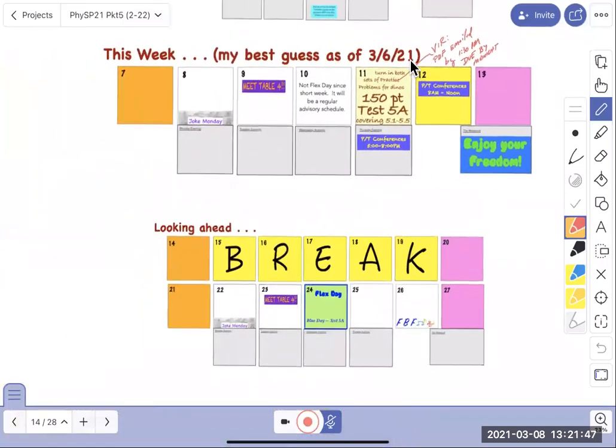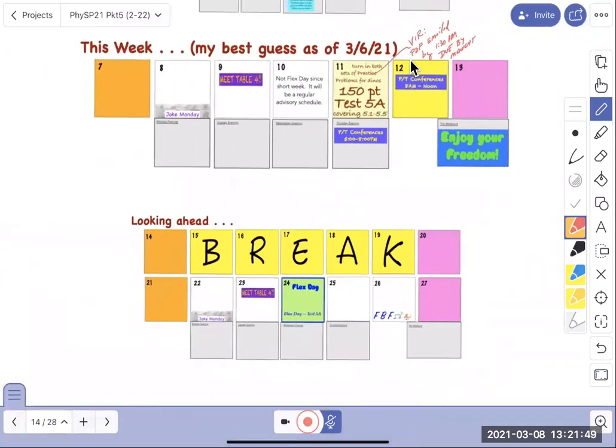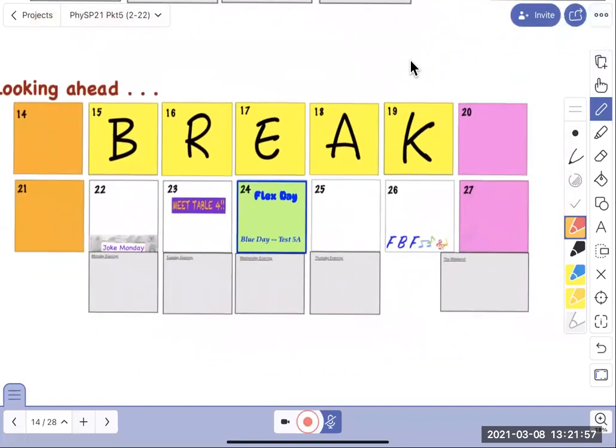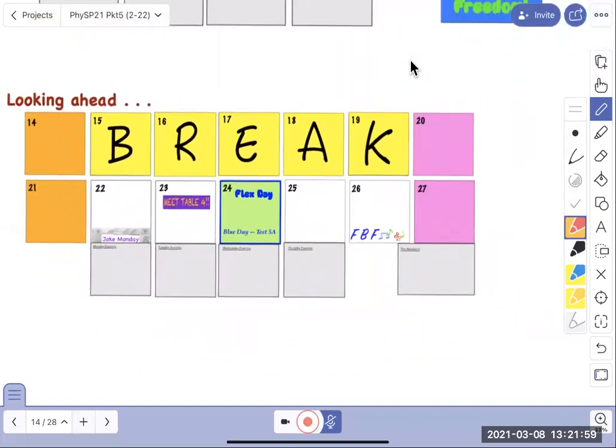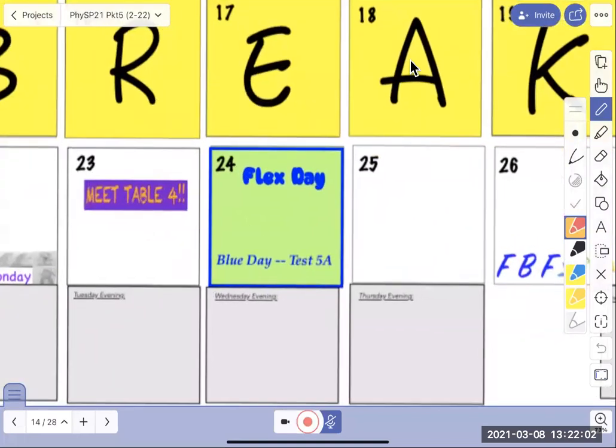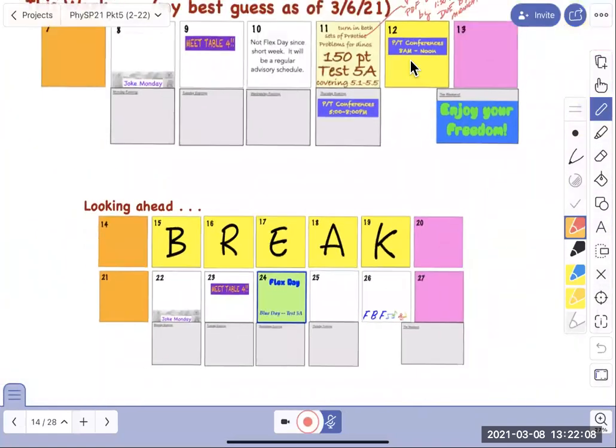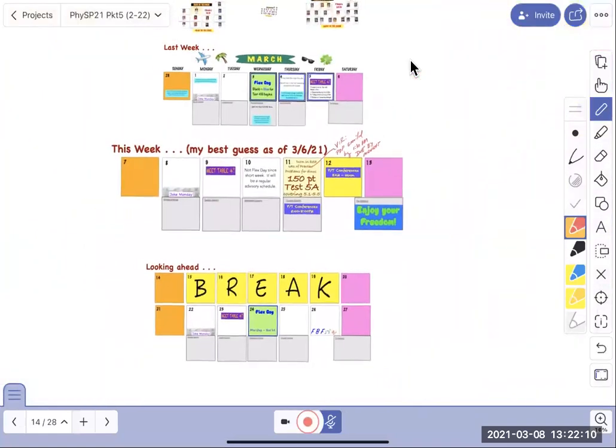Traditionally I give nothing over break. I hate those teachers who give, here's your homework. Ugh. No homework over break. Don't even worry about physics. And then we'll do a flex day after break on this test. On the flex day, we'll do a blue day. We'll talk about that more here. All right, so that's what's coming the next couple of weeks.